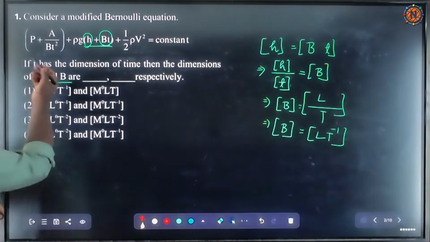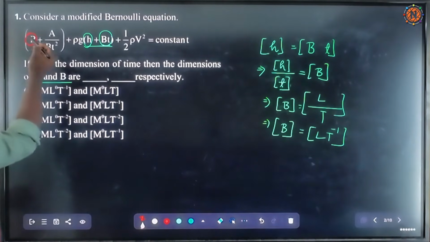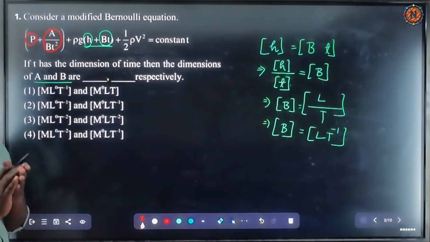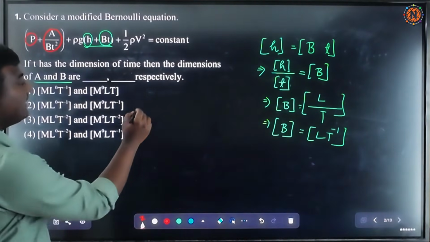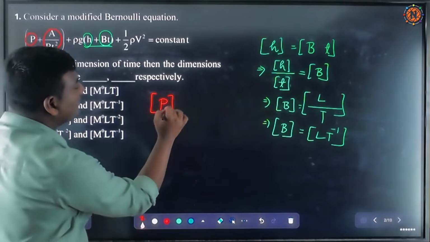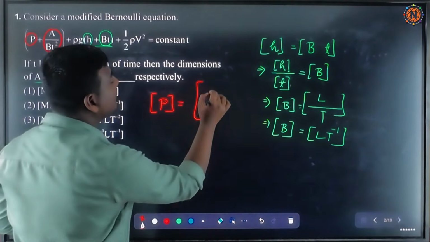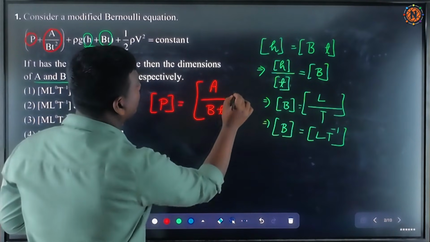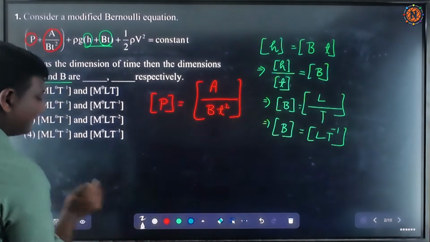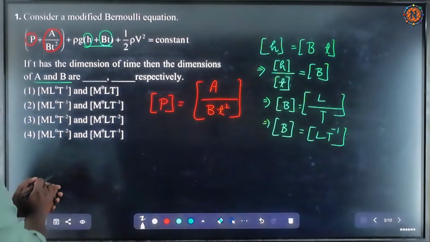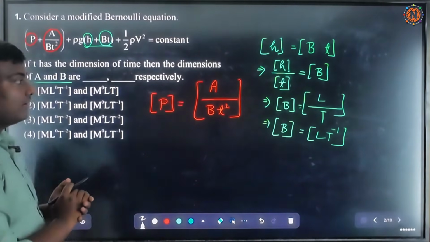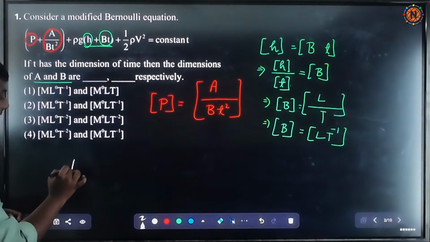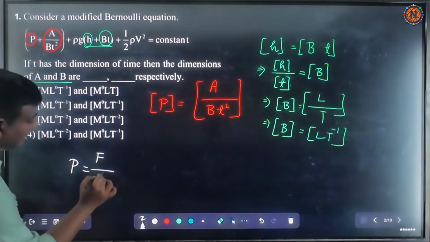So from this bracket you can see this quantity and these two quantities are added, so their dimensions will also be equal. So we can write that dimensions of P must be equal to dimensions of A divided by BT square. Now in the Bernoulli equation P represents the pressure, and to find the dimension of pressure we can apply the formula, pressure equals force upon area.